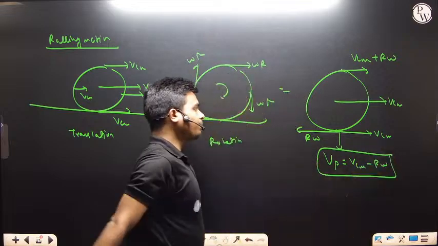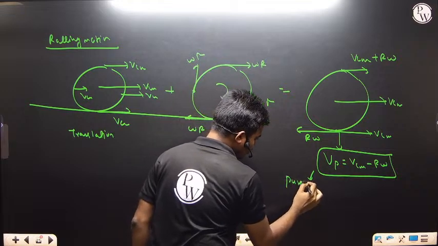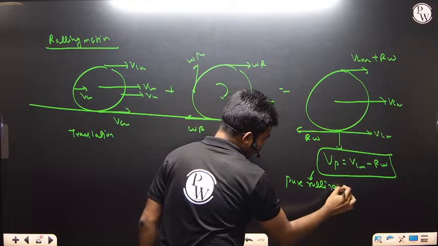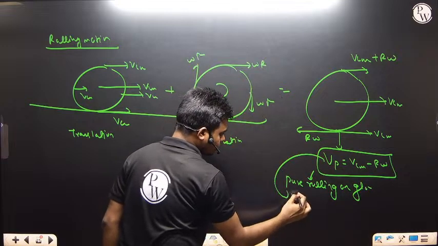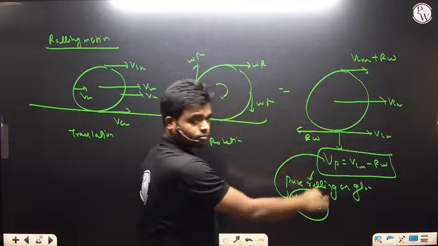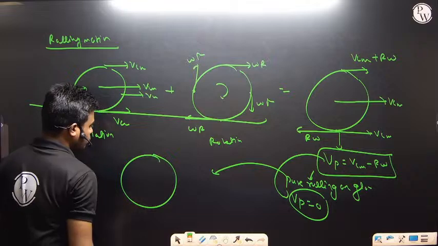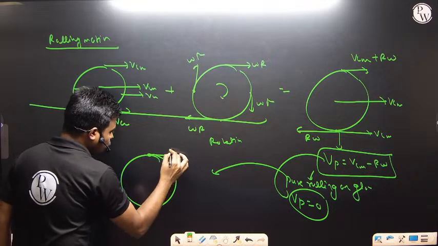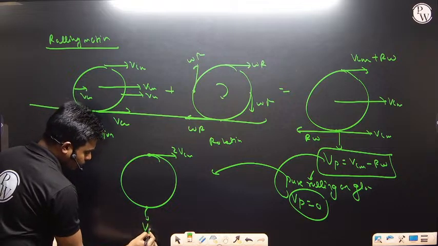And if we consider pure rolling motion on the static ground, the point of contact should have velocity 0. If the object is doing pure rolling motion, the topmost point is having velocity 2 vcm. This particular point is having velocity 0. Net velocity will be 0.